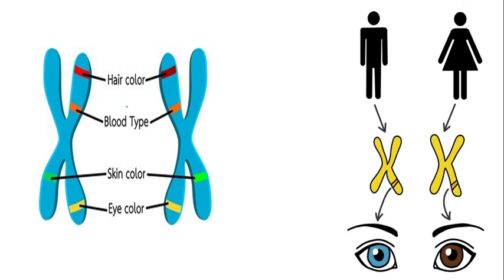To give you an example, these two are still homologous chromosomes. On these two homologous chromosomes, we have multiple loci, the plural of locus. One, two, three, four loci to be exact, where we look at different traits. Let's say this is locus 1, locus 2, locus 3, and locus 4. On locus 1, the gene we have is for eye color.